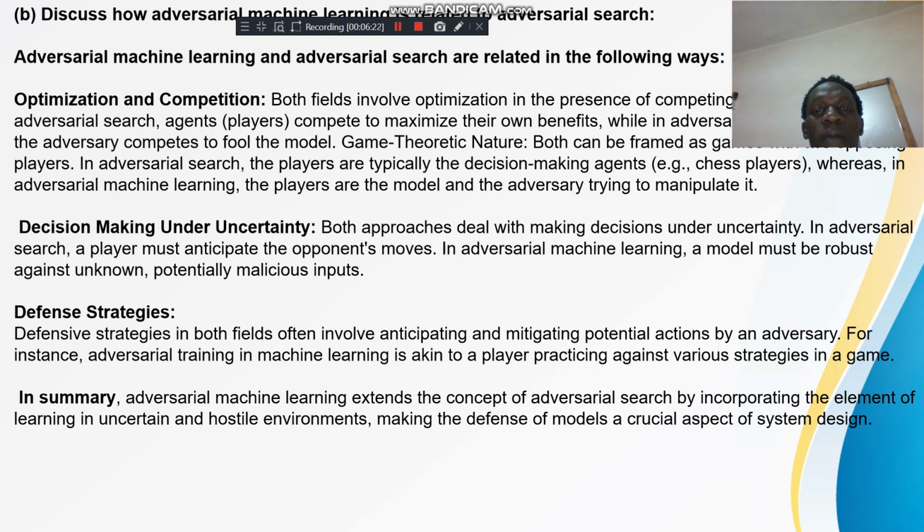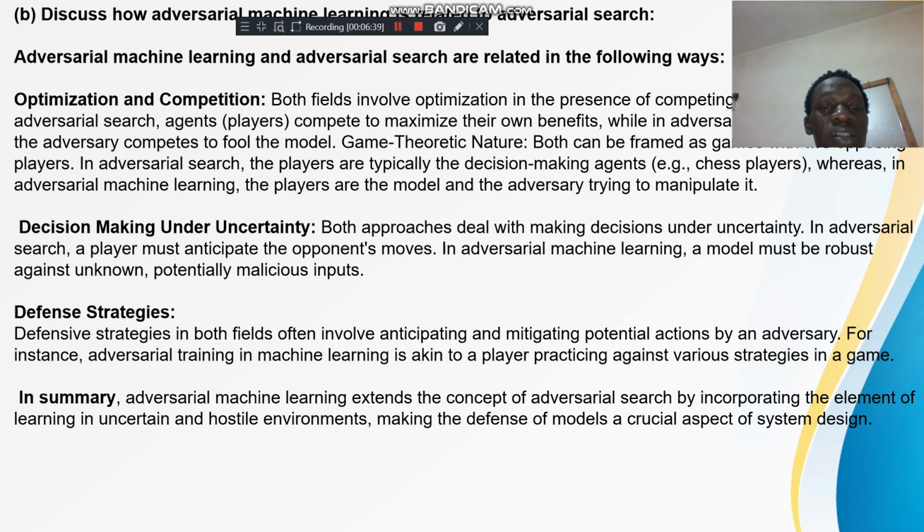Game theoretic nature. Both can be framed as games with two opposing players. In adversarial search, the players are typically the decision-making agents, such as chess players, whereas in adversarial machine learning, the players are the model and the adversary trying to manipulate it.